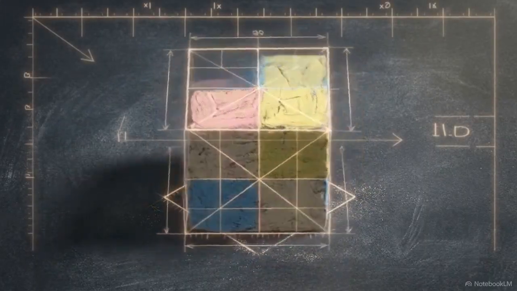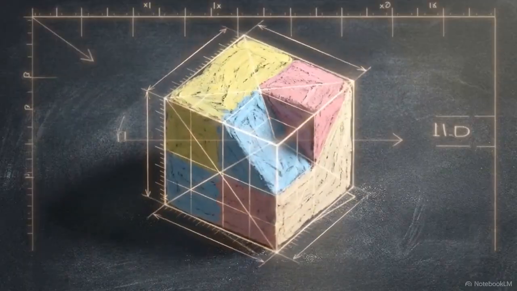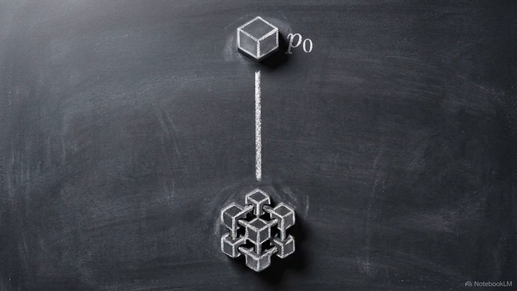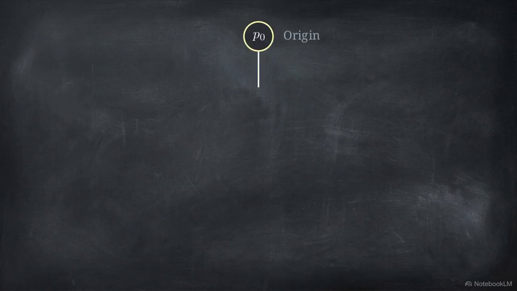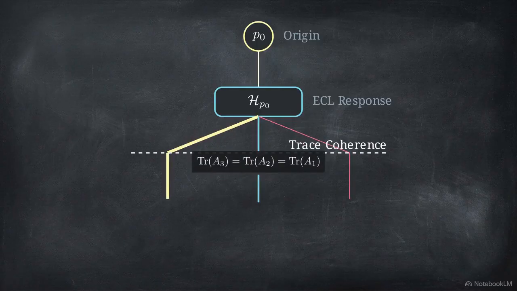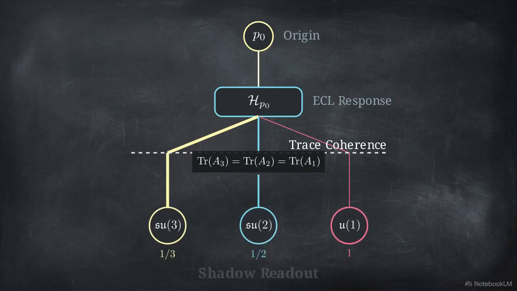We can elegantly read the observable output using these division algebras without ever requiring them to construct the fundamental physics. The geometry provides the physical necessity. The algebra provides the classification. We now have a pipeline that tracks how geometry dictates observable reality. Following this flowchart, invariant data starts at the P0 origin, radiates through the ECL response operator, is filtered by the trace coherence condition, and appears as particle data in the shadow readout.